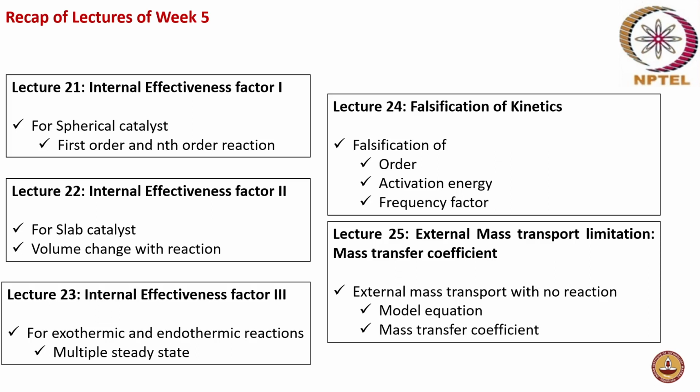Week 5 had continuation on internal effectiveness factor, where the expressions for a spherical catalyst for first order and nth order reaction, and then for a slab catalyst, and when there is a volume change in the reaction, how the internal effectiveness factor expression changes, and what if the reaction is exothermic or endothermic, and what happens when there are multiple steady states were all discussed, and falsification of kinetics was discussed, and then external mass transport limitation was introduced in week 5.